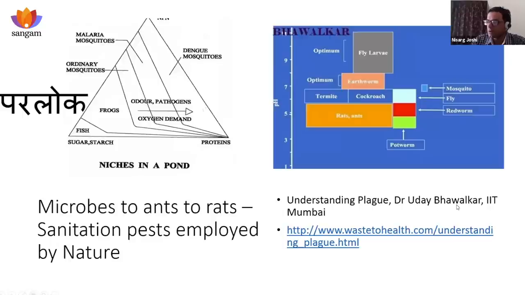There was research by Dr. Uday Bhavalkar at IIT Mumbai, and he has a very interesting point of view. He says that all these microbes, ants, rats are sanitation pests employed by nature. Those pathogens and disease-carrying mosquitoes will be there only when we have made the environment complacent for them. For example, in this graph, at a certain pH and a certain moisture, shown on the X axis, you will find cockroaches at home. At specific pH and temperature only, you will find ants and rats. And so mosquitoes. So these are sanitation pests. They will be in the environment only when there is such a condition that we have created.